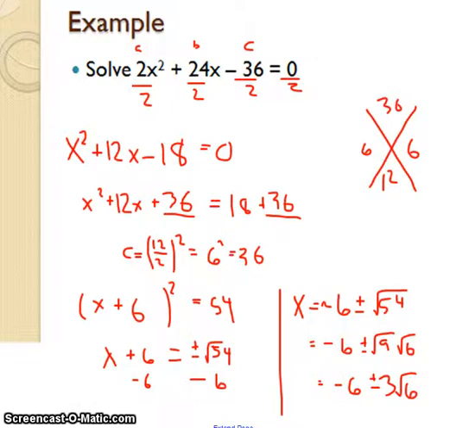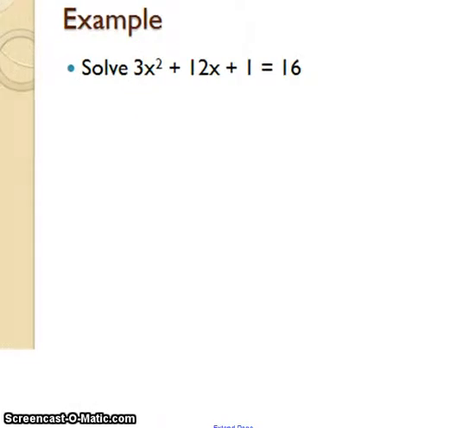Okay, one more example. If you notice here, we do have an a not equal to 1, so we need to clean things up. We need to divide by the 3. Before I do that, I'll subtract the 1 to combine like terms. So 3x squared plus 12x is the same as, let's see, if I subtract 1 from both sides, take away 1, I'll get the same as 15. Seeing that all these numbers are now multiples of 3, I will now divide by 3 so that the leading coefficient is equal to 1.